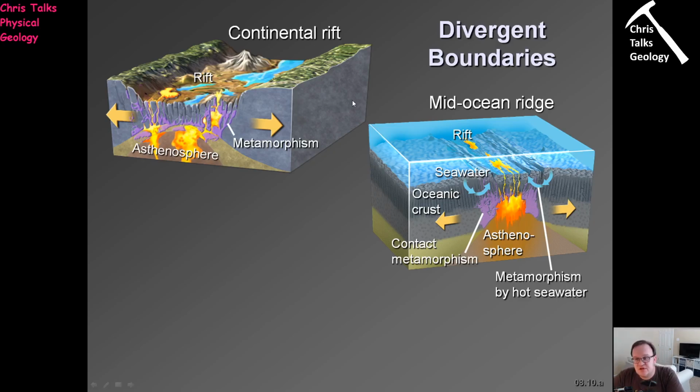Okay, so in terms of metamorphism, it's going to be driven by heat coming off the intrusions. But once again, we haven't done those lectures yet, so we're not going to worry too much about it. So divergent plate boundary is primarily associated with normal faulting.